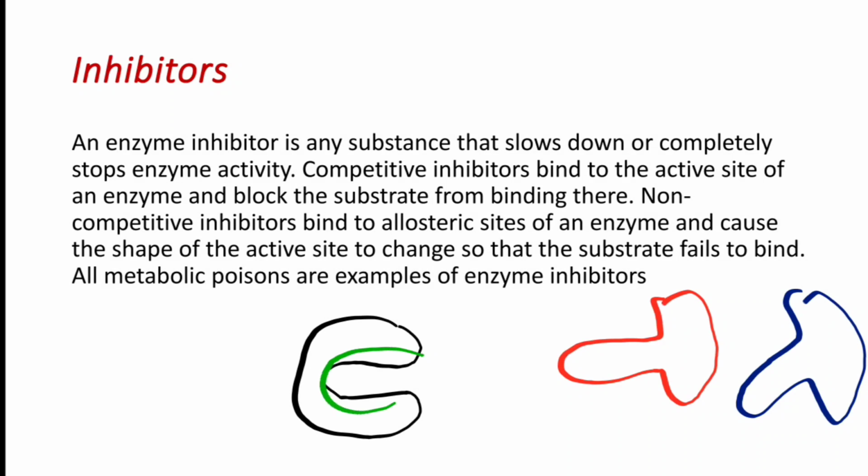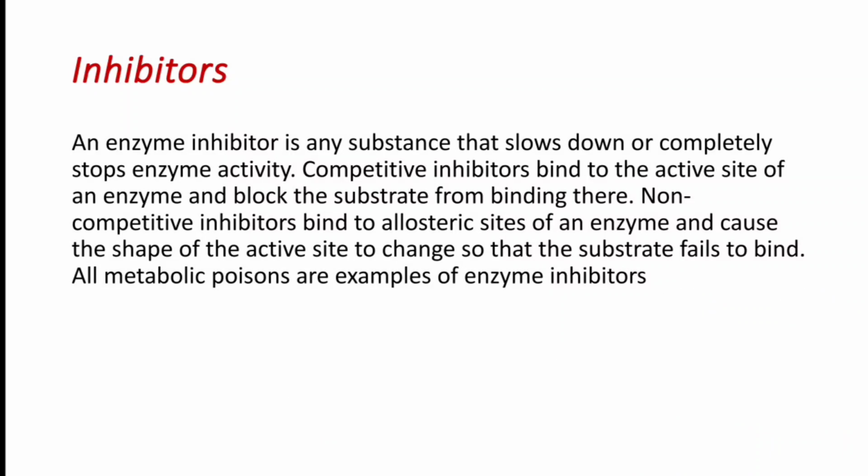So what this inhibitor will do is that it will bind on the active site. Once it binds, it will prevent the substrate from binding there. These are competitive inhibitors. And then non-competitive inhibitors will bind to the allosteric sites of an enzyme and cause the shape of the active site to change so that the substrate fails to bind.